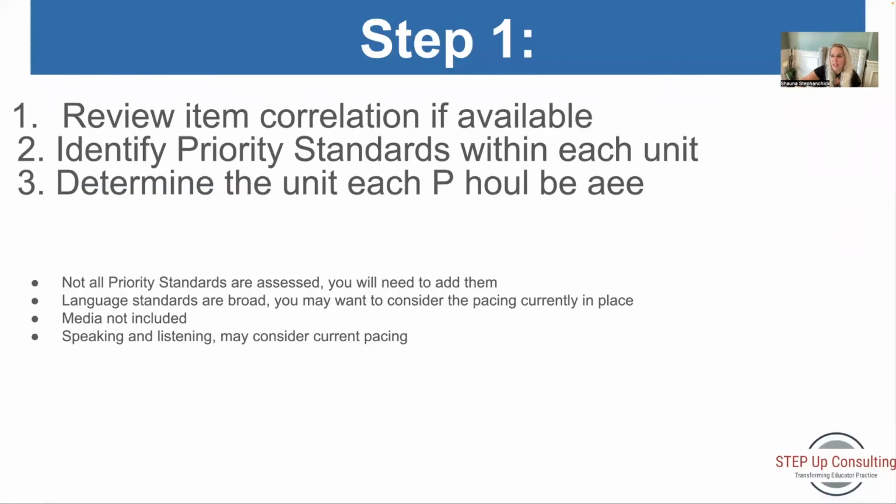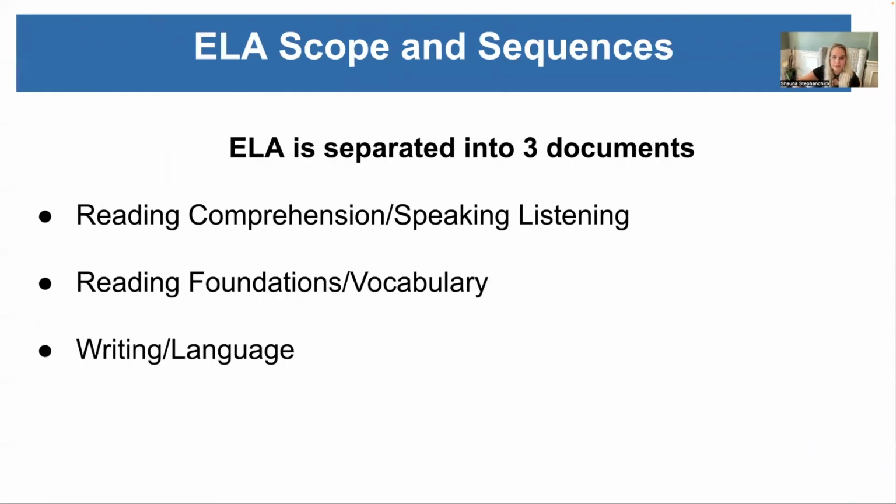So the step one that you're going to be doing as a group, if you have a resource, you're going to be looking at an item correlation. Two, you're going to identify the priority standards within each unit and do that process I talked about, thinking about how would you group those. And last, you're going to determine the unit that those priority standards should live in. Remember, not all priority standards should be assessed. The language standards are broad. And speaking and listening, you may consider pacing in a different way.